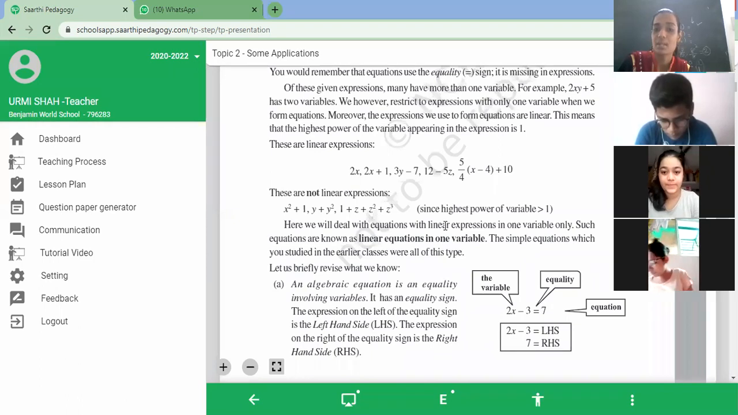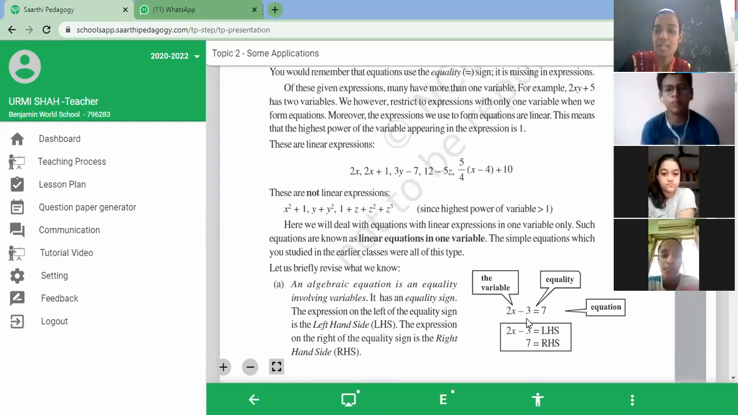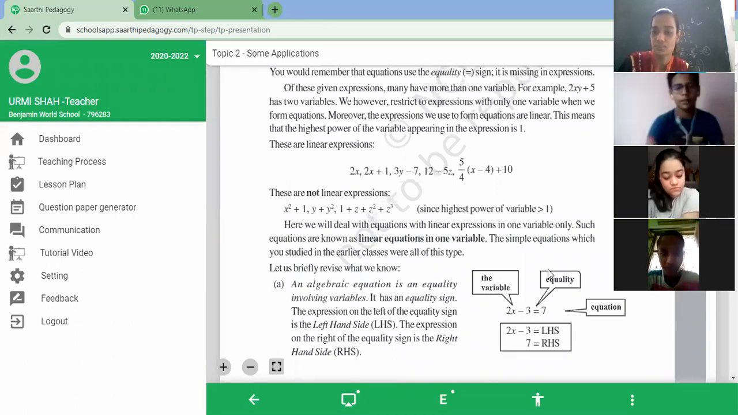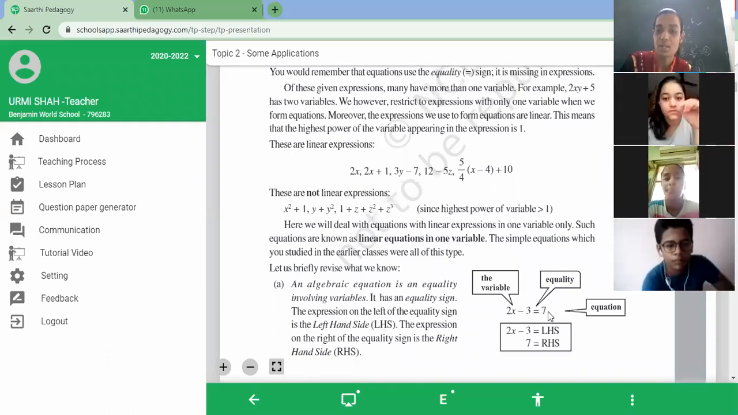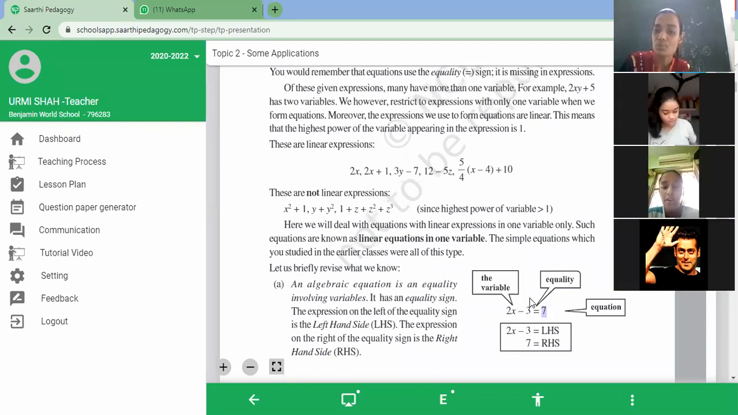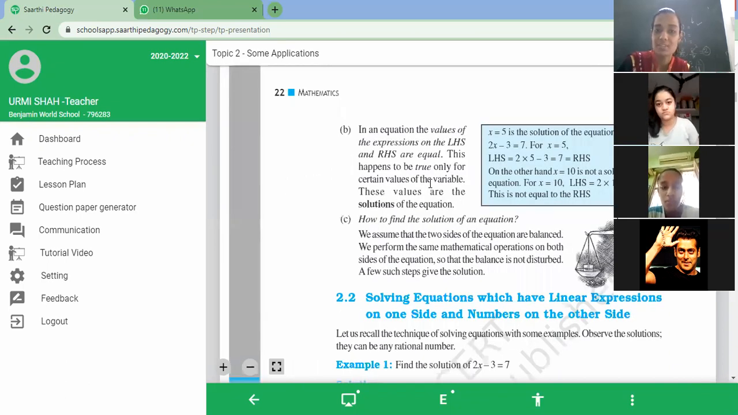Now, two things. When can we say it is an equation? If there is an equal to sign, then we can say it is an equation. If the equal to sign is not there, we cannot consider it a linear equation. So the equal to sign shows that it is an equation. Now, the left hand side we call LHS, so 2x plus 3 would be your LHS, and here 7 is called your RHS. Both should be equal only. Okay, clearly, that is the left hand side.